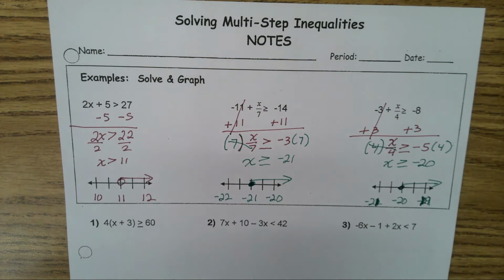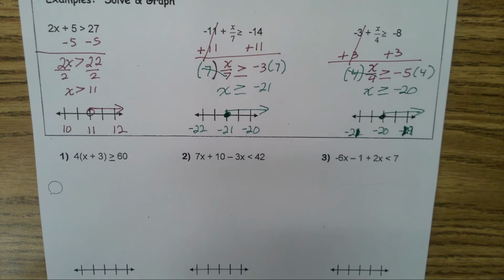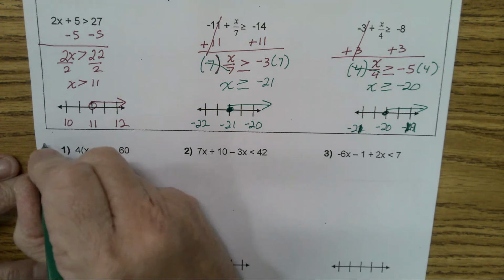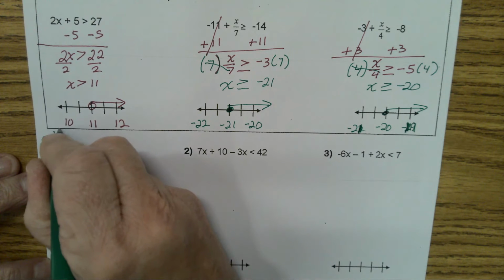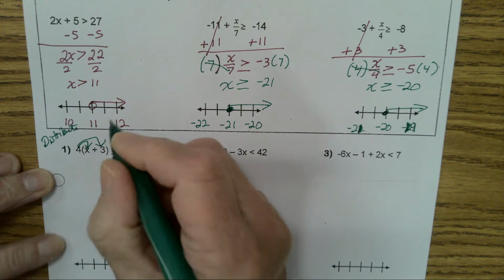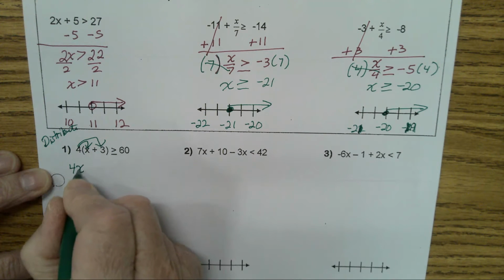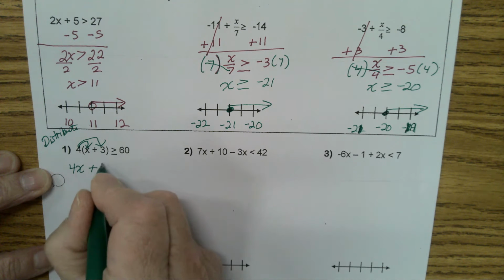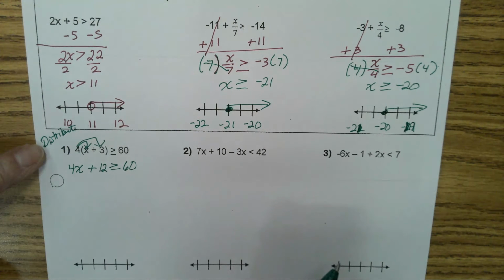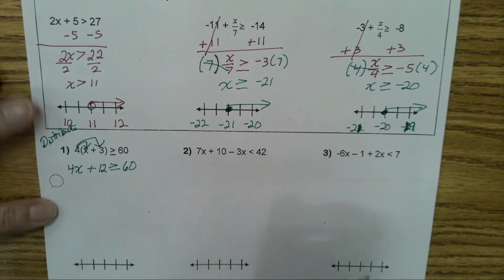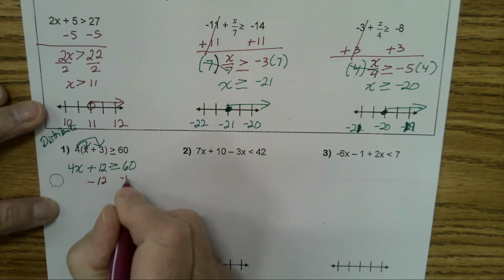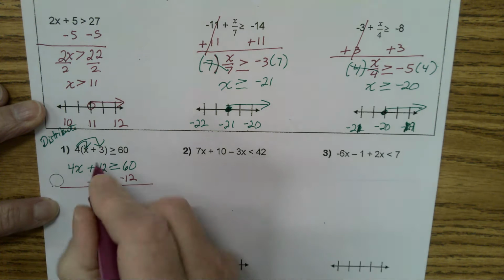Okay, now we're going to go into the multi-step ones. In number 1, you have to distribute first. And you distribute the 4 to the x and the 4 to the 3. 4 times x plus 4 times 3 is 12 is greater than or equal to 60. That's worth a point if this were a test or quiz question. Now we do our first step to undo this. Subtract 12. That is worth a point on your test or quiz.